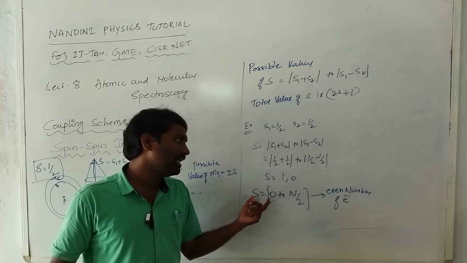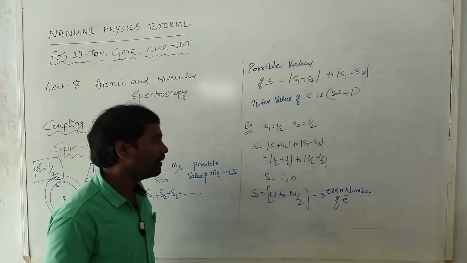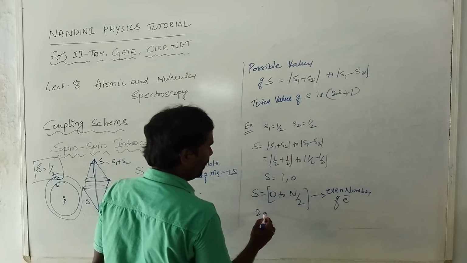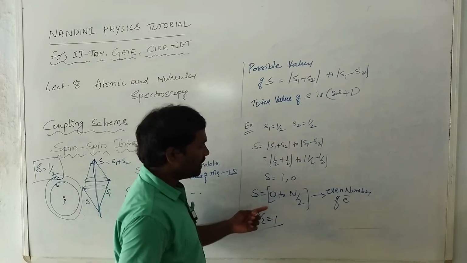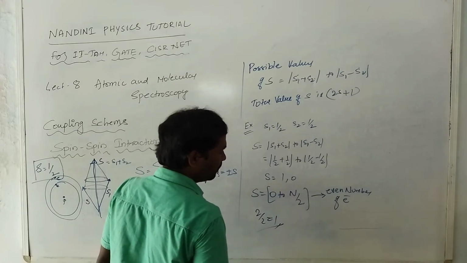Simply, if you consider an even number, for suppose 2 is nothing but an even number, so the total n is 2. 2 by 2 is equal to 1. So therefore it starts from 0 to 1 only, because the total is 2.